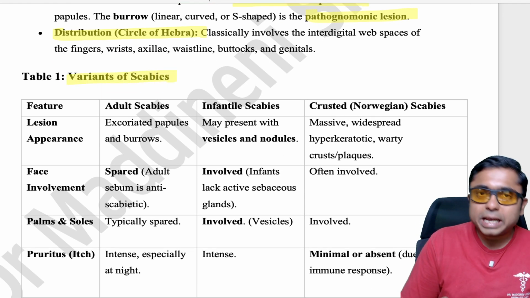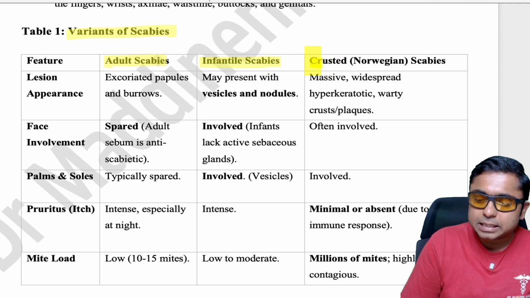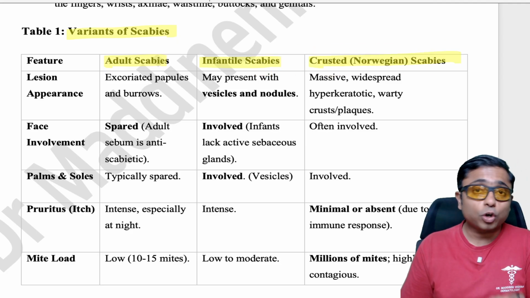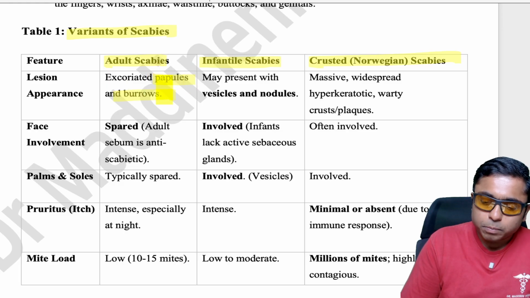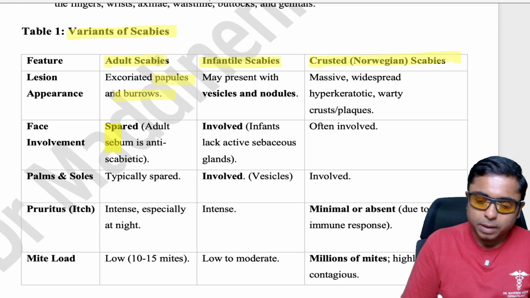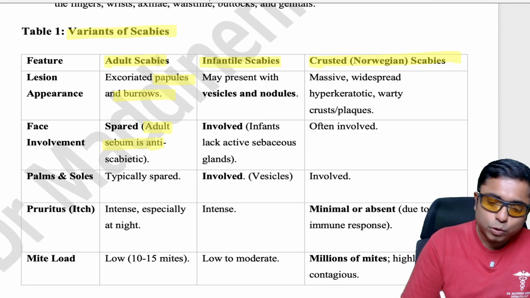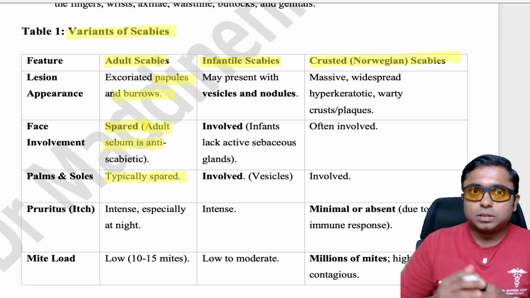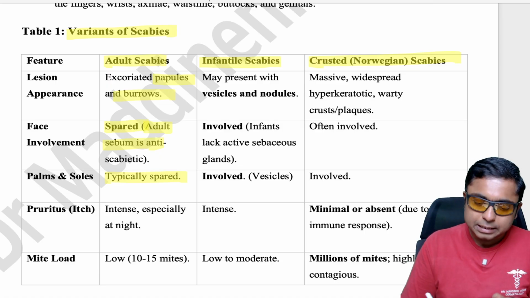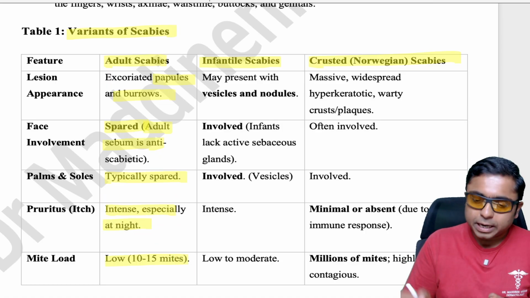And coming to the variants of scabies, this is a recent question, very important to remember: adult scabies, infantile scabies, and the most severe form, the Norwegian or crusted scabies. In adult scabies, the papules and burrows are going to be present on the circle of Hebra, and adult sebum has antiscabetic properties, that is the reason why the face is going to be spared in adult scabies. Also palms and soles are typically spared, itching is going to be at night time, and mites are going to be 10 to 15.